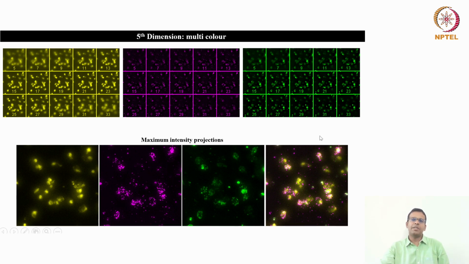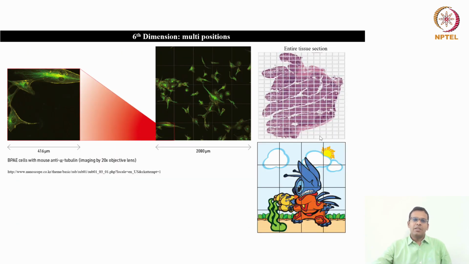So the fifth dimension is the multiple colors. Now what is the sixth dimension? The sixth dimension is multi-positions. Why do we call it six-dimensional imaging? Six-dimensional imaging means you will image the cell in three-dimensional XYZ plus time series plus multicolor plus multi-position.